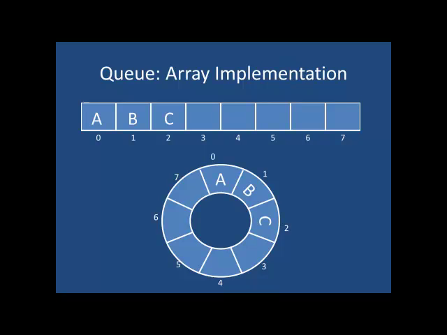So we insert A, B, C, D, E, and F. And now let's say we remove A, B, and C. Then we continue inserting G, H, I, and J.